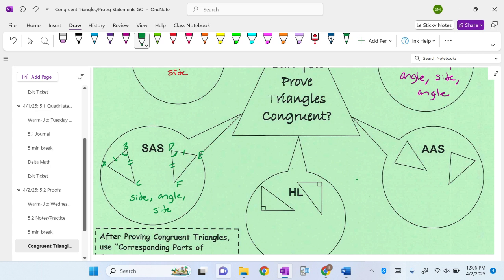AAS, who remembers what that is? Angle, angle, side.